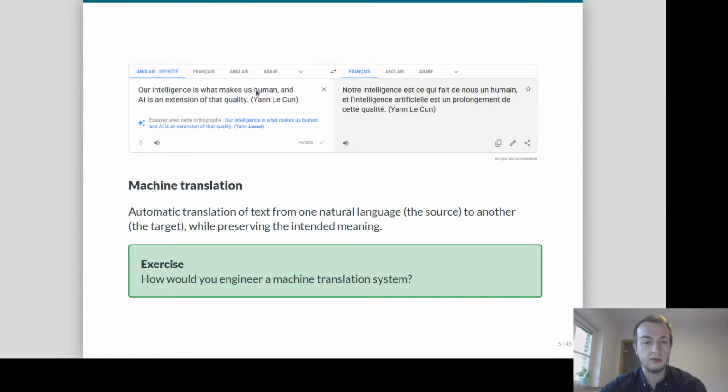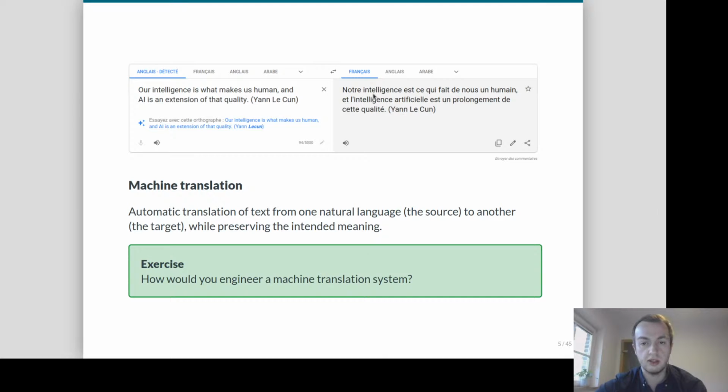And what you would like to have is a system that would translate automatically this piece of English text into, for example, a target language, let's say French, and so you would expect the translation, for example, to be "notre intelligence est ce qui fait de nous un humain, et l'intelligence artificielle est un prolongement de cette qualité." And so that's basically what we want to achieve. So this system, Google Translate, is itself based on some of the things we'll see today.